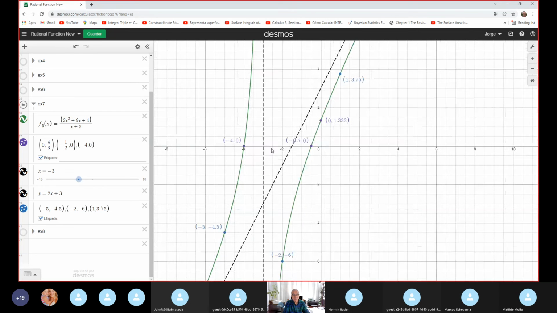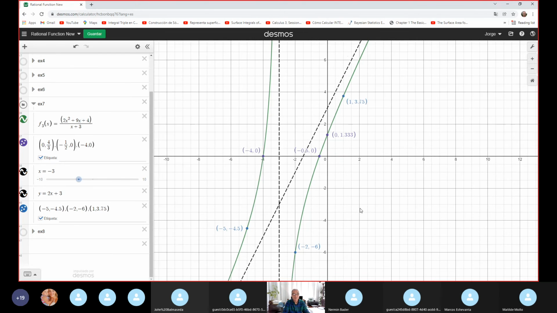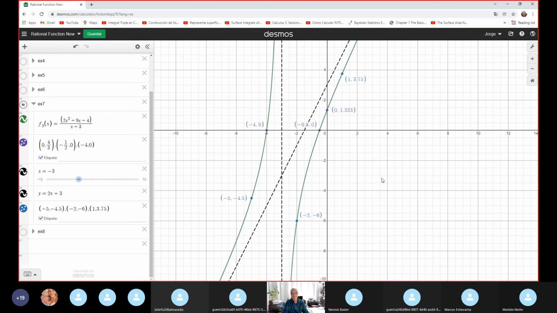Now we have the two asymptotes and the intercepts. We include additional points. By the way, this function is neither even nor odd, which is the most common case. You select arbitrary points: I select 1, I select -2, and I select -5. And you plot them.